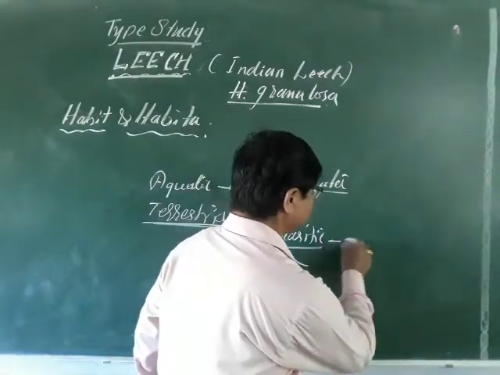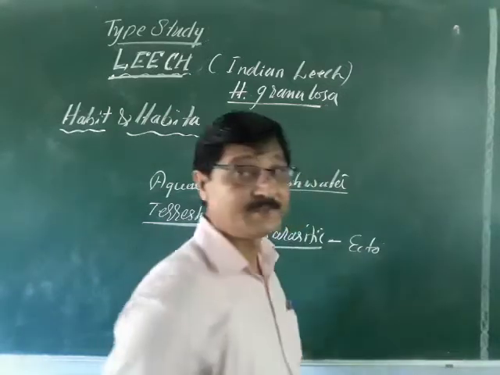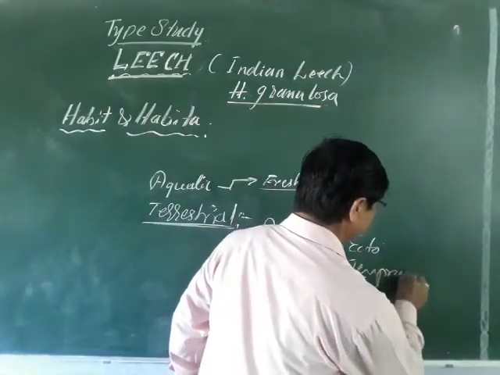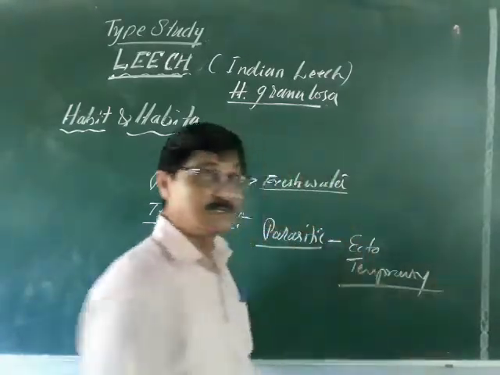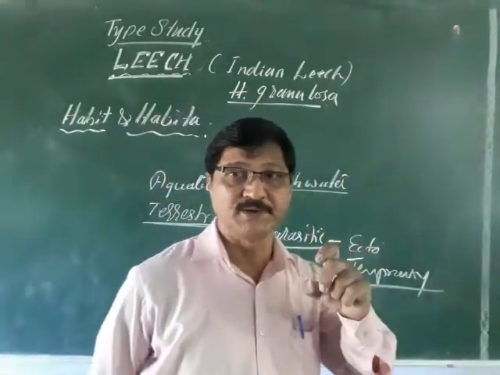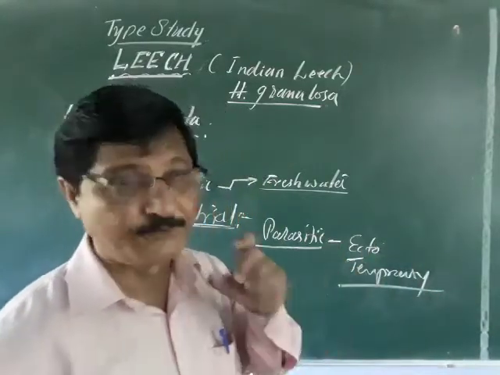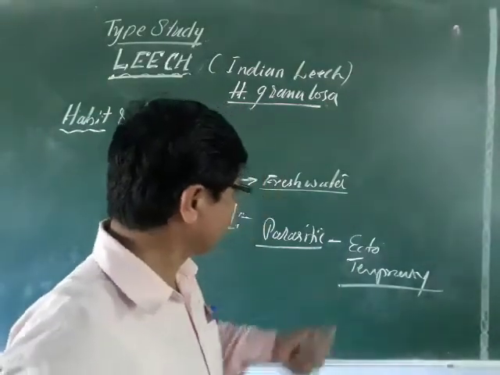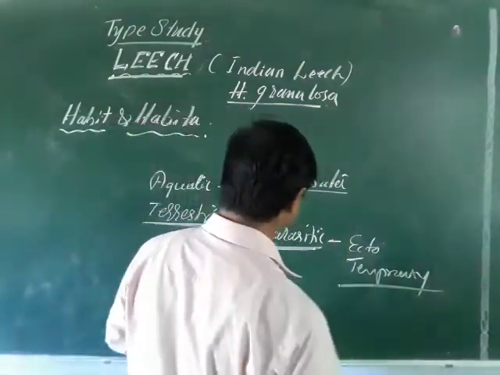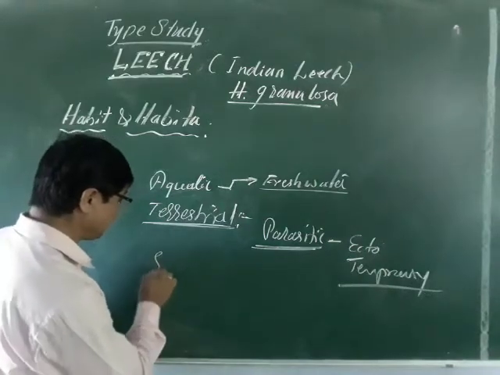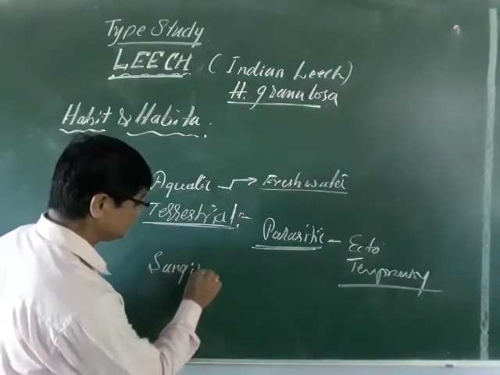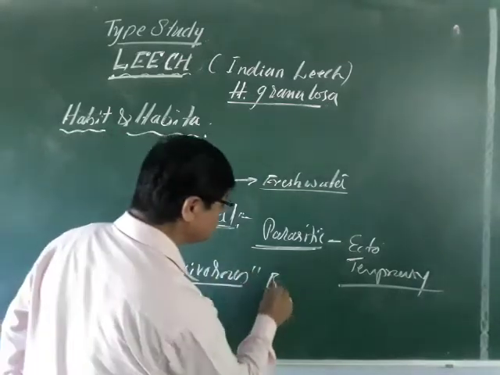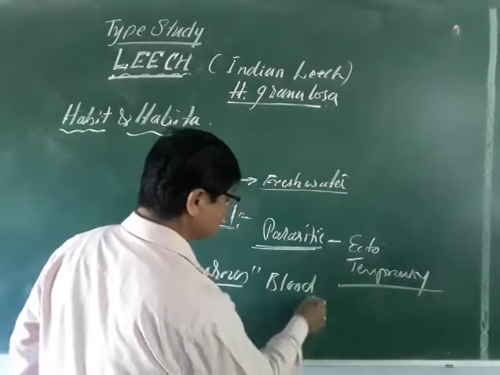And this is the ectoparasite, ecto and temporary. Temporary means, remember, they stay only to suck the blood, to get the food. After getting the food, they detach from the host. So that was temporary. And what type of parasite? They are sanguivorous. What is sanguivorous? Sanguivorous means blood sucking. Blood sucking animals.